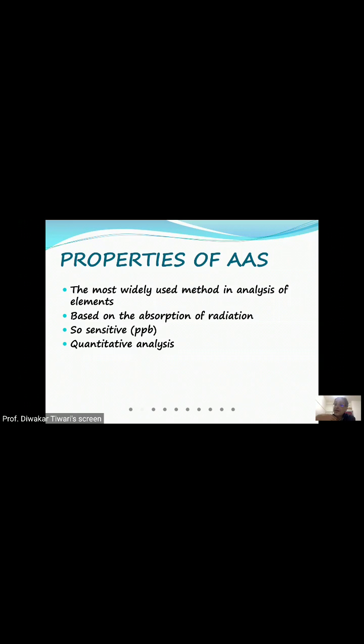Someone said 1 gram per liter. 1 gram per liter is a very, very high concentration. So ppb means microgram per liter: in 1 liter, 10 to the power minus 6 gram. You just imagine, in 1 liter 10 to the power minus 6 gram. So that is the ppb level, and that ppb level can be detected. Quantitative analysis.